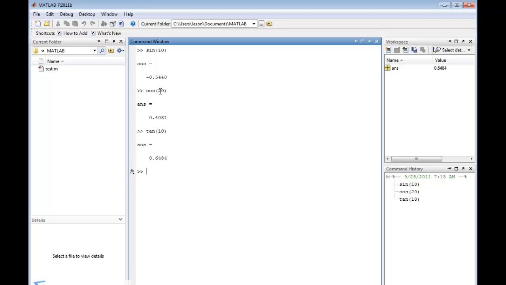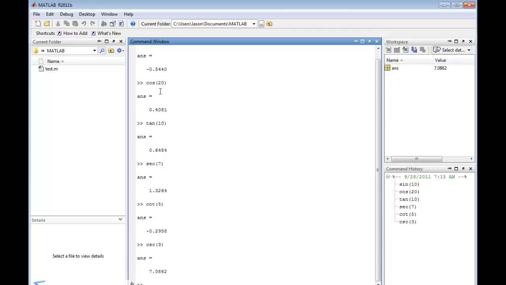Tangent. And also, not only is sine, cosine, and tangent built into MATLAB, but you have the secant function, sec. Now that we've done secant, we can talk about cotangent. That would be the cotangent function, like this. And finally, we have cosecant. Cosecant looks like CSC, like this.